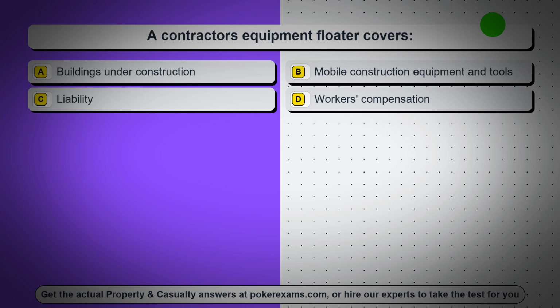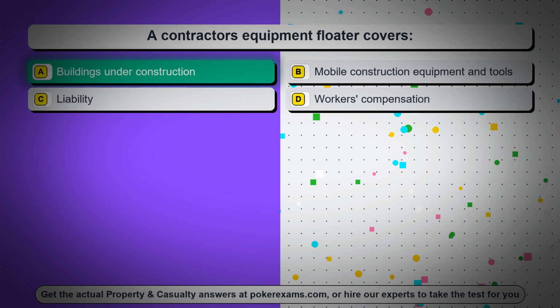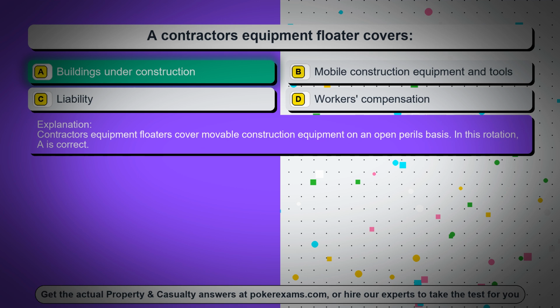Question 32. A contractor's equipment floater covers: Option A, buildings under construction. Option B, mobile construction equipment and tools. Option C, liability. Option D, workers' compensation. The correct answer is option A, buildings under construction. Contractors' equipment floaters cover movable construction equipment on an open perils basis. In this rotation, A is correct.